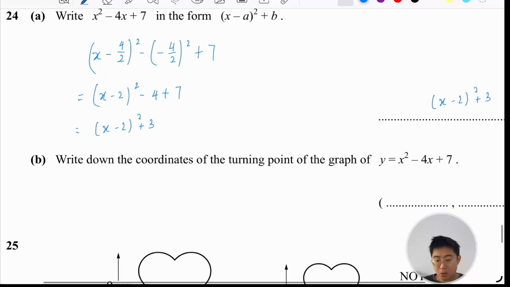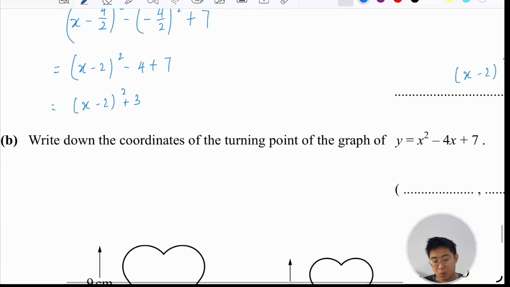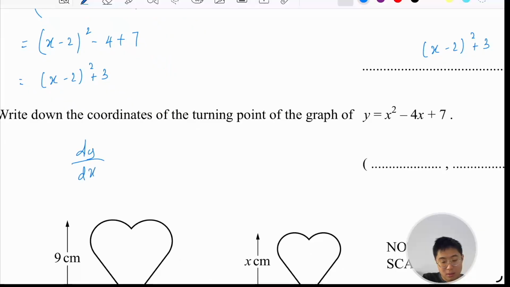Done. Write down the coordinates of the turning point. Okay. Turning point means dy dx. There are a lot of other keywords that I teach my students in my class. Turning point is just one of them. You'll also see minimum, maximum, and stationary point. Every time you see these words, dy dx equals 0. Keyword is dy dx equals 0, okay? And you'll see why. So when you do dy dx, you'll have 2x minus 4. And remember what I told you, dy dx equals 0 means x will equal 2.